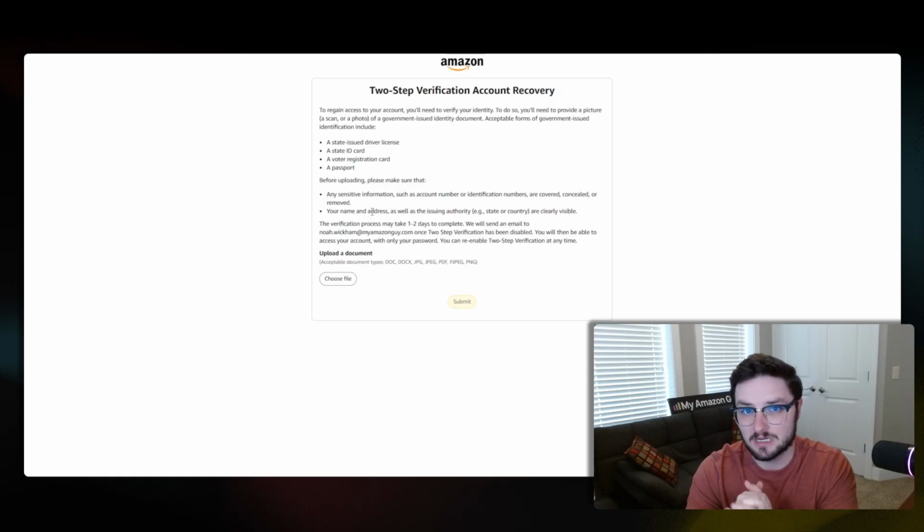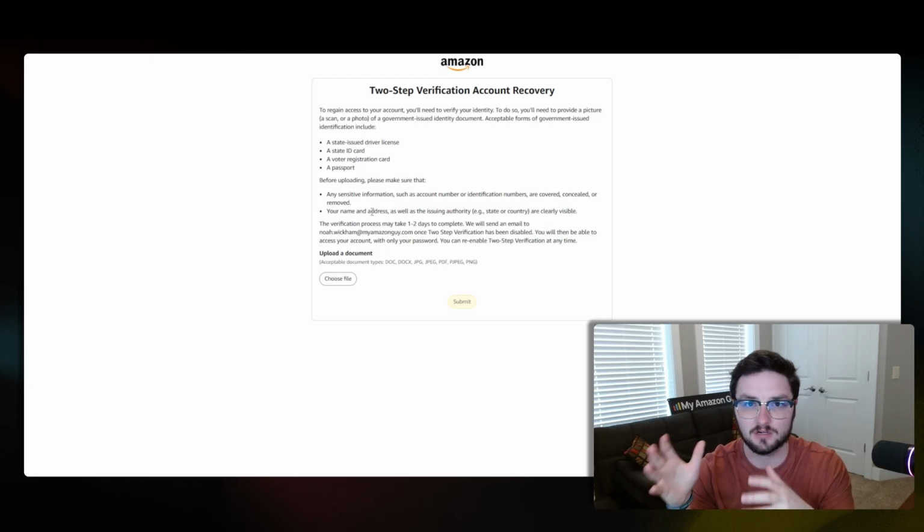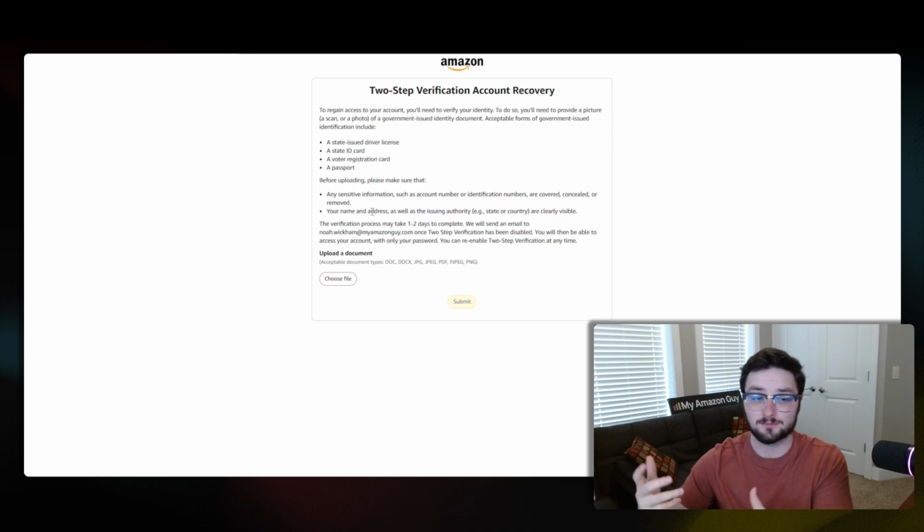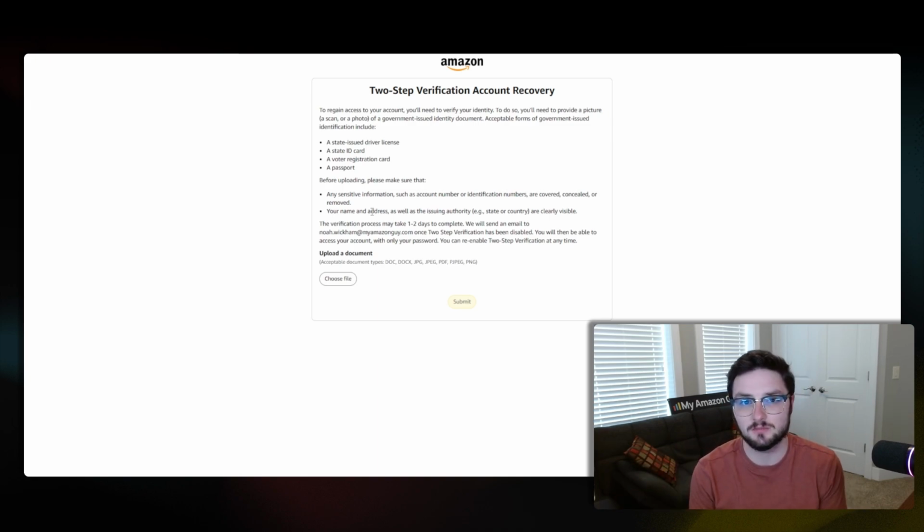Once that goes through, you'll be able to reset not only your OTP method, your two-step method, but also your password as well. So these are aspects to keep in mind when you are going through and doing this. Now, how should you realistically be setting up your security on your Amazon account?